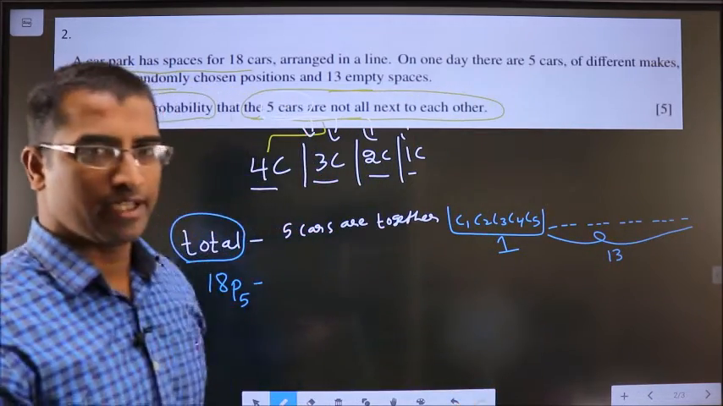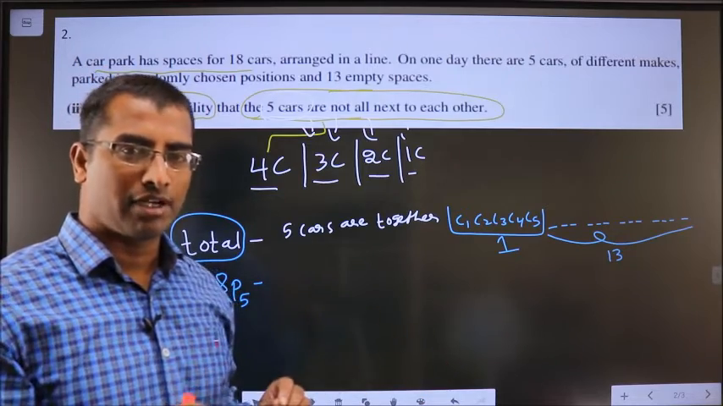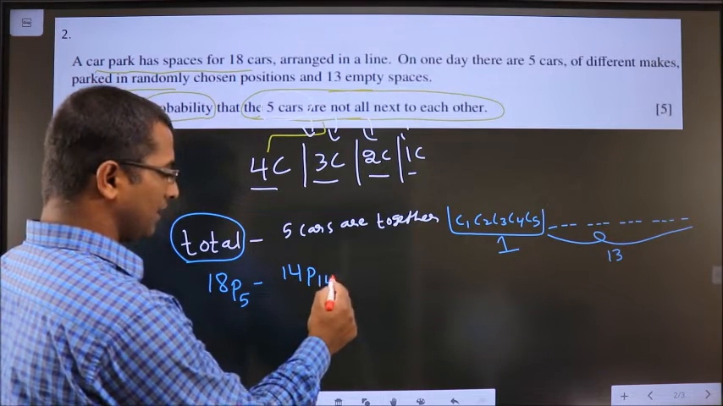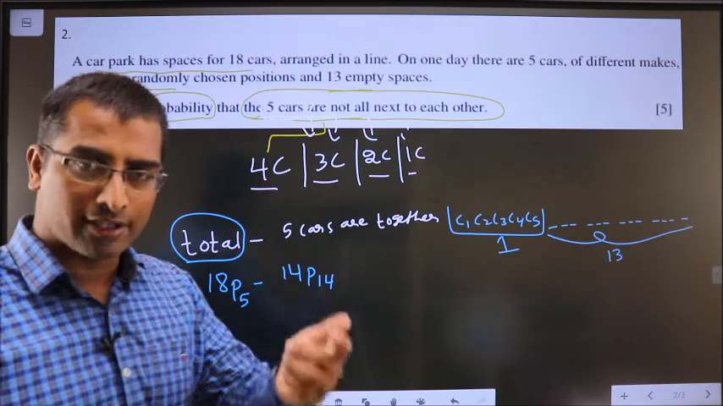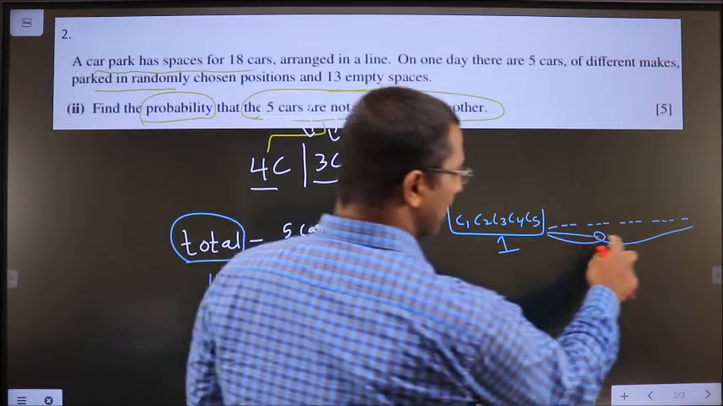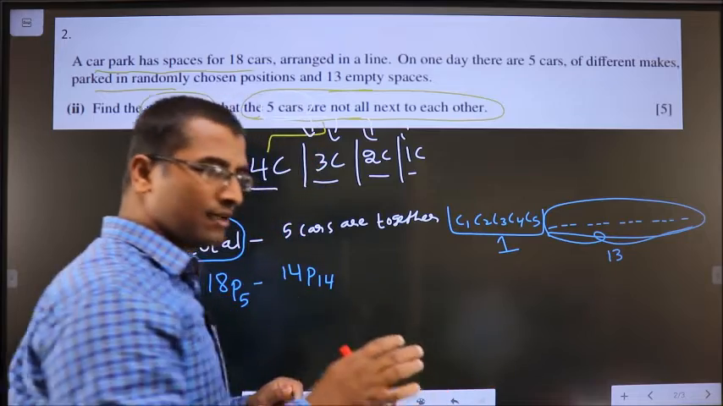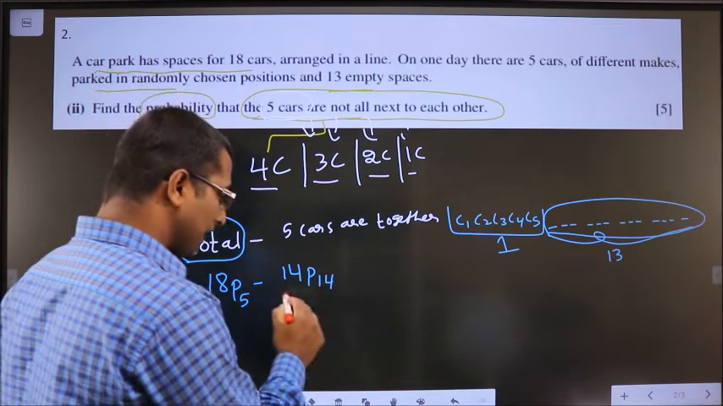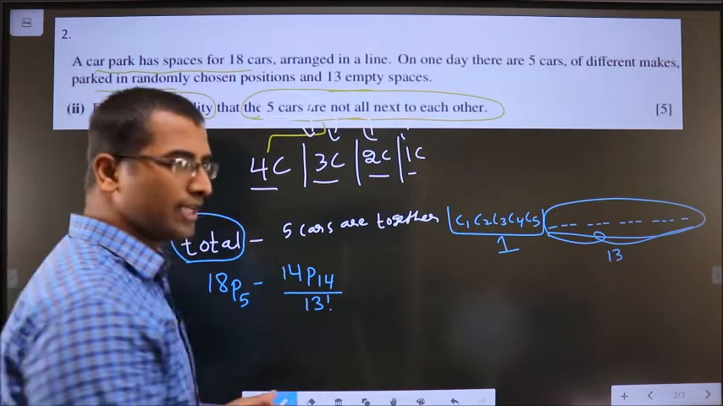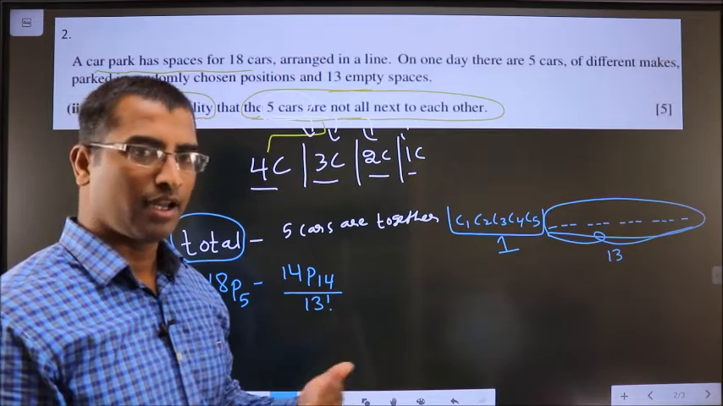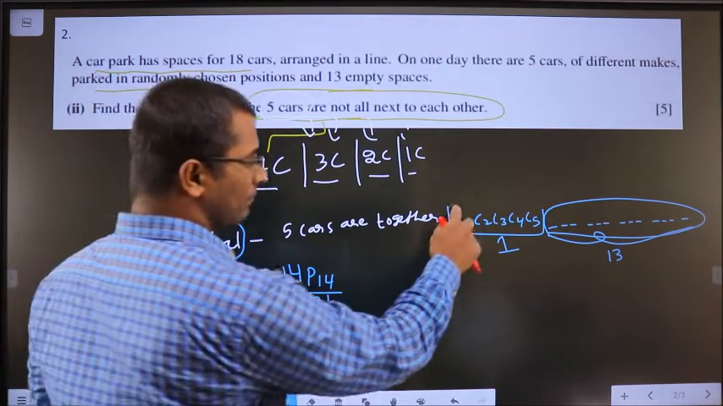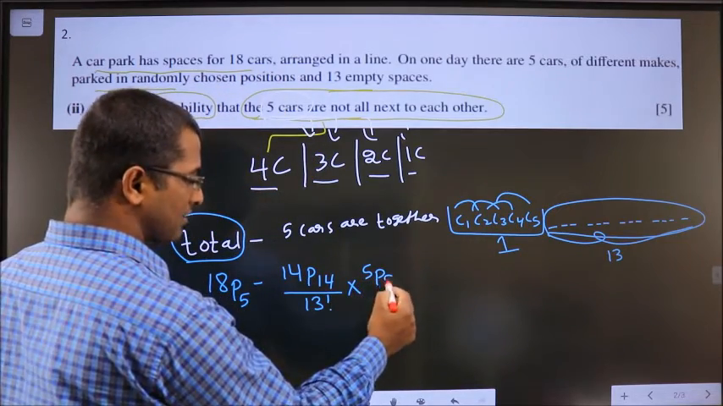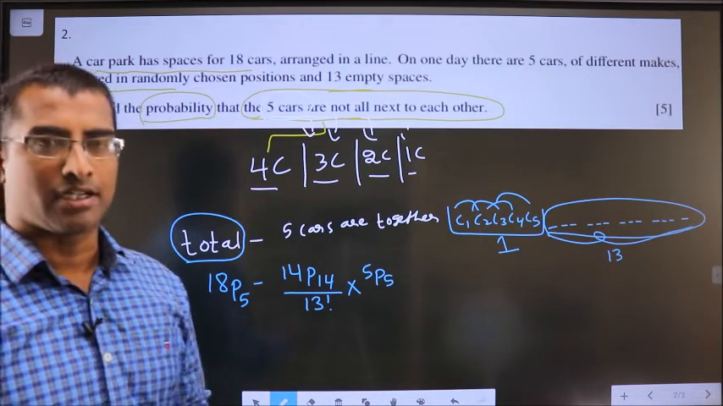So total is 14. These 14 can be shuffled or arranged in 14P14 ways. And one more thing you should not forget is, these 13 are all empty. That means they all are identical. So whenever identical, divide by 13 factorial. Now look at inside shuffling. These 5 cars can again be shuffled inside in 5P5 ways. This would have been your answer.